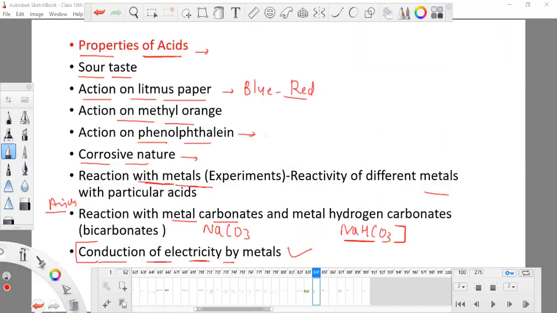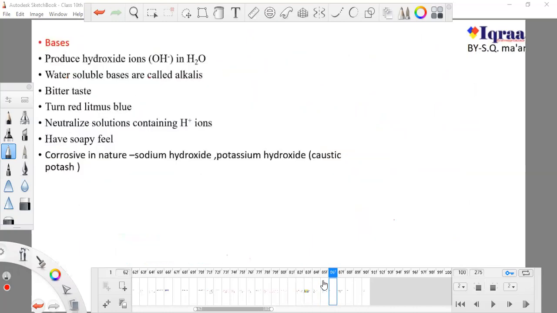Now we are moving to another type of substances which are known as bases. Remember first thing: as acids can release hydrogen ions, bases can release OH ions only in the presence of H2O. So anything which can release OH minus ions, remember this, H plus and OH minus, it is considered as a base.